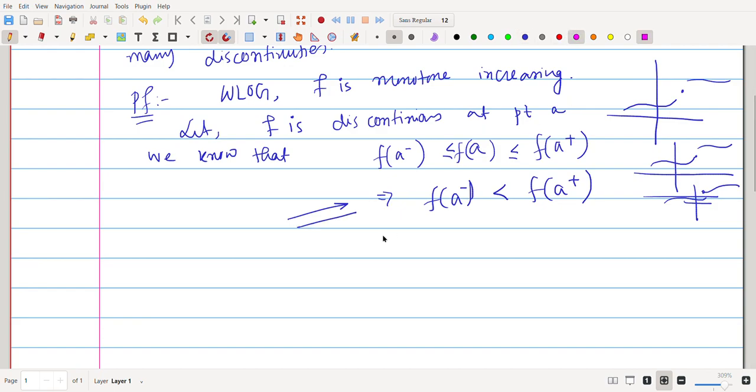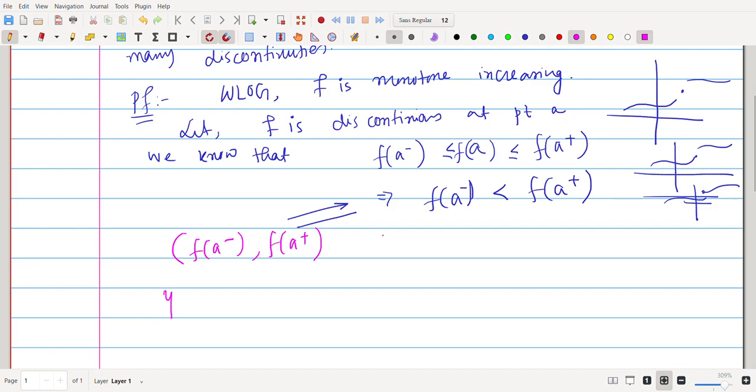Since f is discontinuous at point a, f of a minus is less than or equal to f of a, which is less than or equal to f of a plus. Since f is discontinuous, f of a minus is strictly less than f of a plus, because if both are equal, then f becomes continuous, since f is monotone, right? Okay, fine. So now this gives you an interval, right?